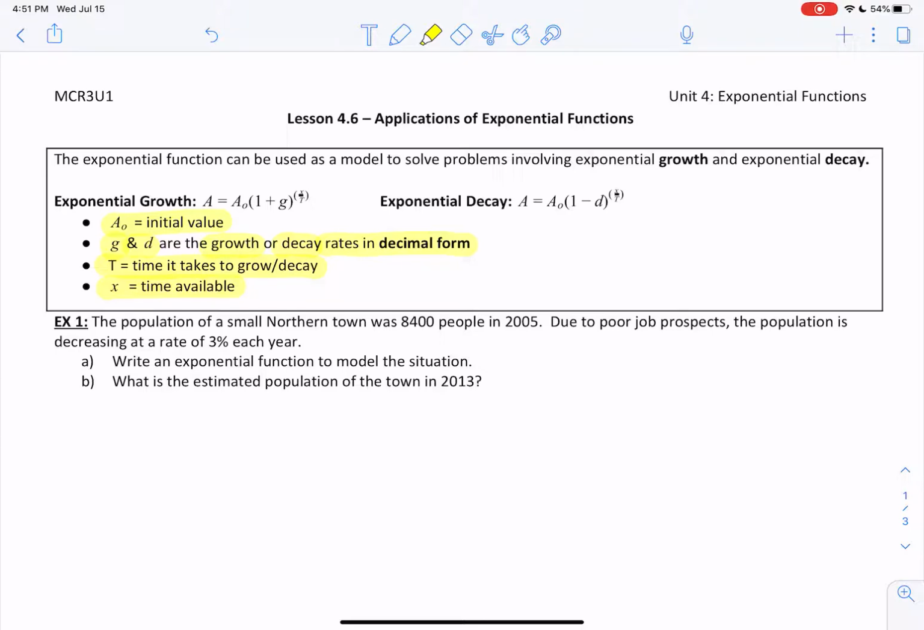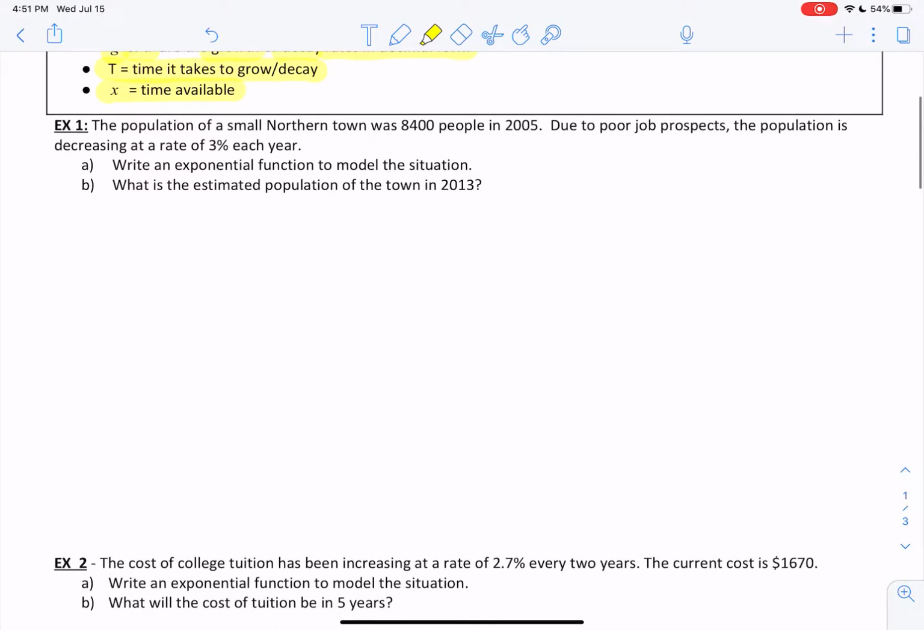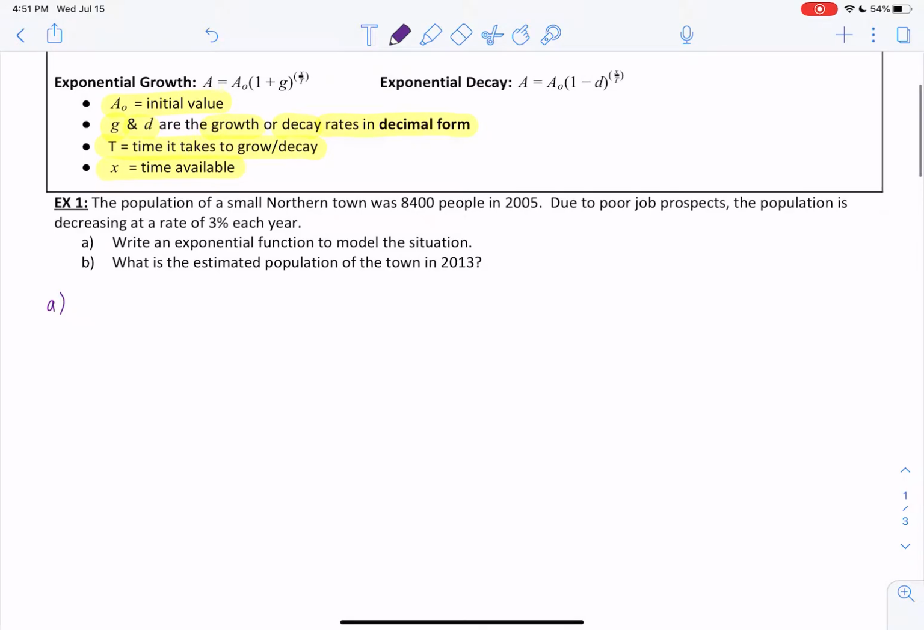For example 1, the population of a small northern town was 8,400 people in 2005. Due to poor job prospects, the population is decreasing at a rate of 3% each year. For part A, we need to write an exponential function that models the situation. So let's start identifying all of our variables here. The first one we can identify is our initial value, which is how many people the town starts with.